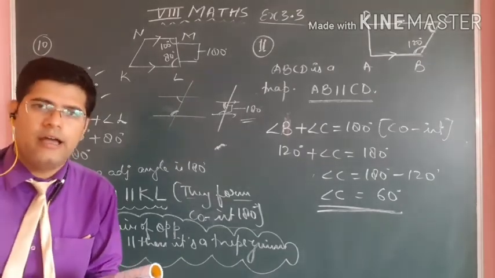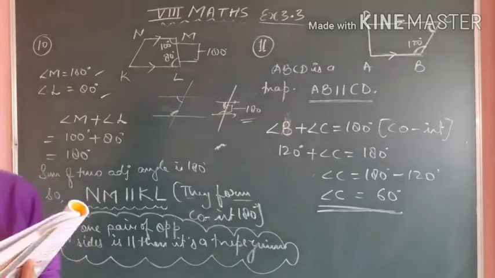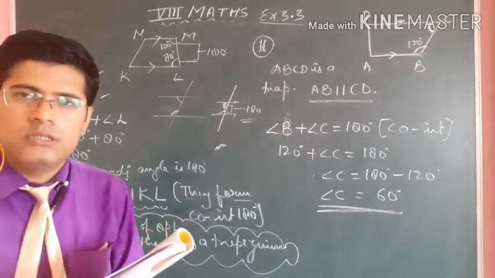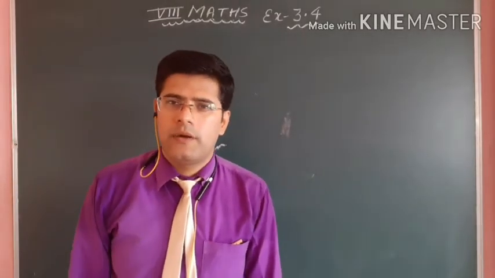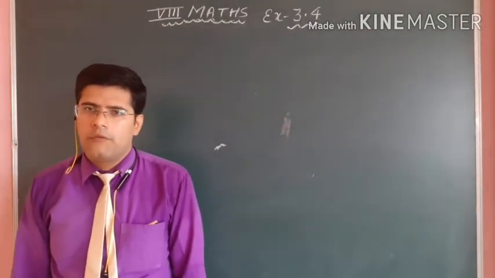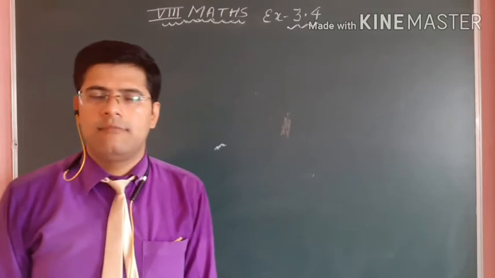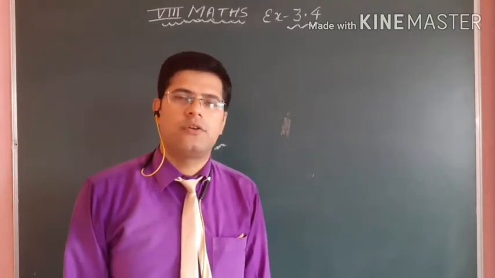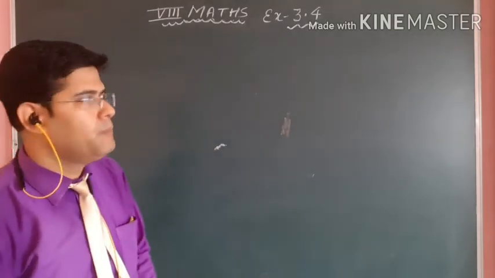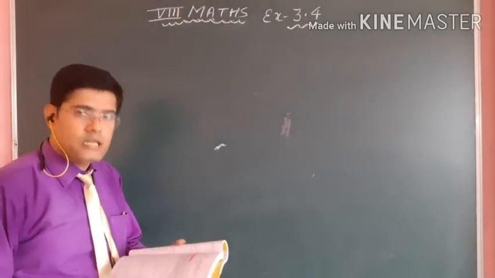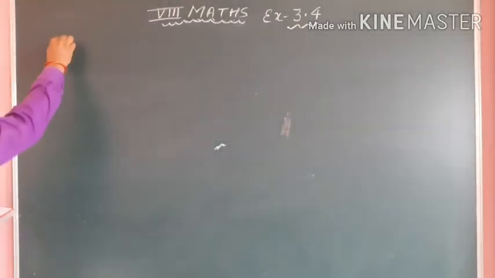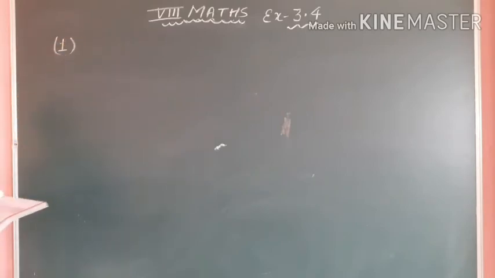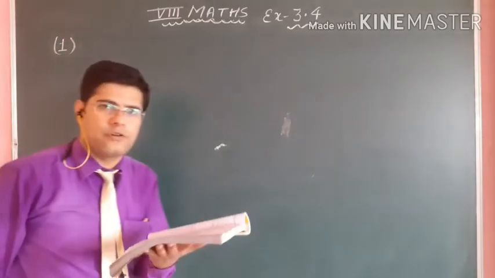Today itself I am giving you the next exercise 3.4. So students, ready for that video also? Okay students, now in exercise 3.4 we are going to start the sums with the properties which I have taught you in some previous videos. First we have to state true or false. The first sum refers to true and false, so I will write T for true and F for false.